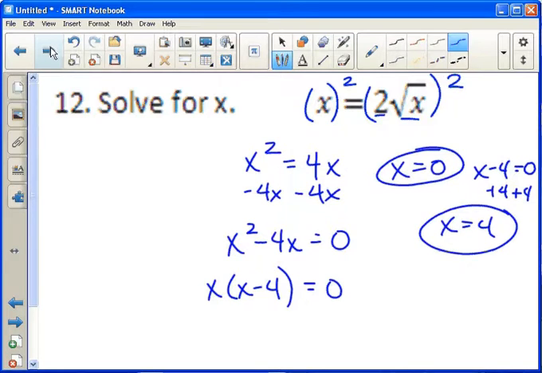Go back and double check, make sure that works. You plug 0 in both sides, that's no problem. Plug 4 in both sides, no problem.